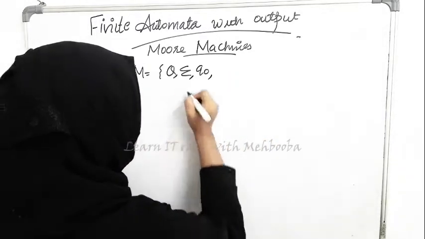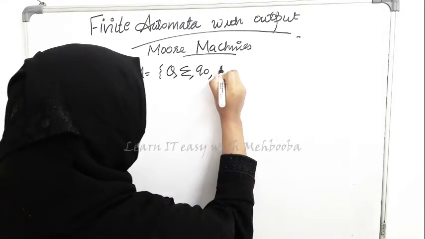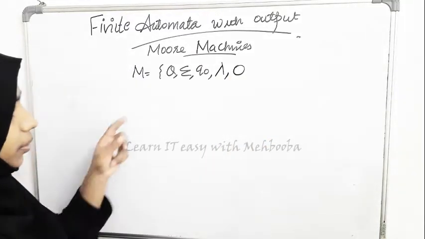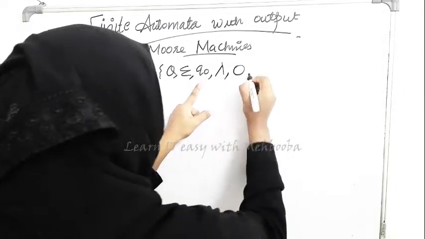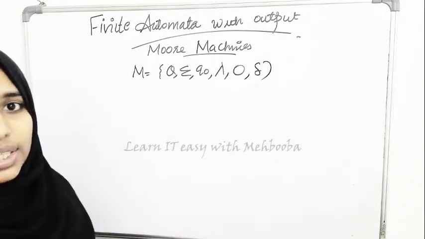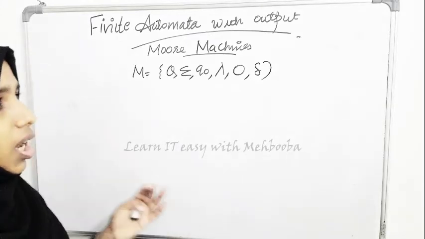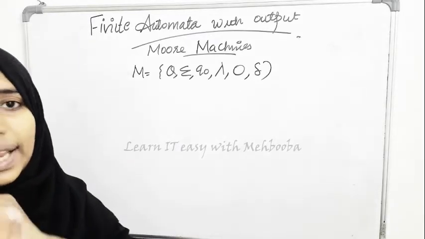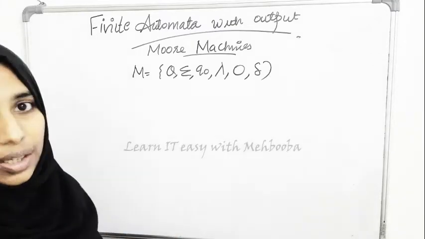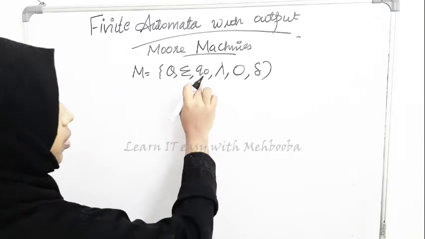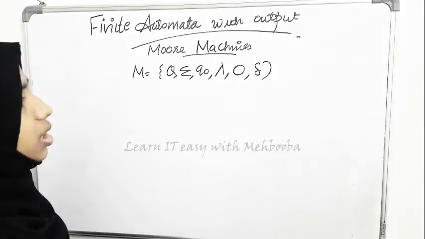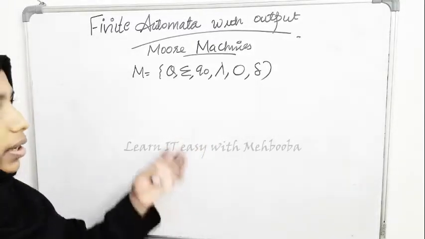Now lambda, the mapping function, O, the output alphabet, and delta, the transition function. Here there is no notion of a final state, because that doesn't make sense: outputs are associated with every state in a Moore machine, so there is nothing like a final state here. These are the entries in the tuple.